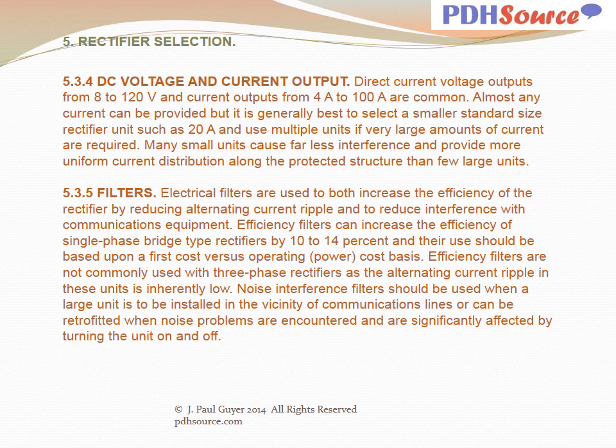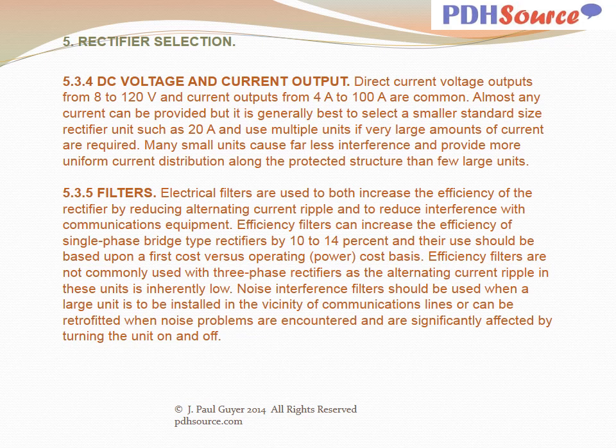units. With regard to filters, electrical filters are used to both increase the efficiency of the rectifier by reducing alternating current ripple and to reduce interference with communications equipment. Efficiency filters can increase the efficiency of single-phase bridge-type rectifiers by 10 to 14%, and their use should be based upon a first cost versus operating cost basis. Efficiency filters are not commonly used with three-phase rectifiers as the alternating current ripple in these units is inherently low.